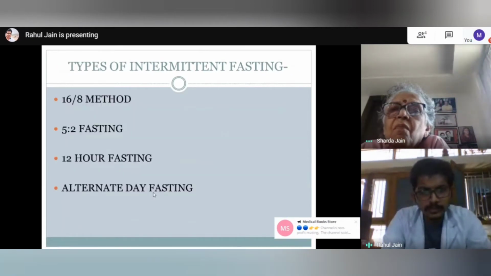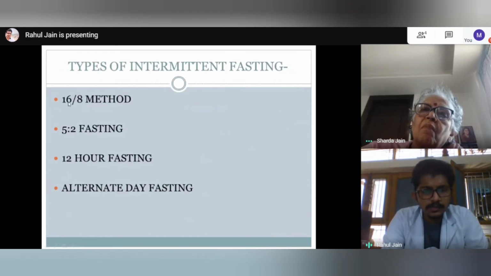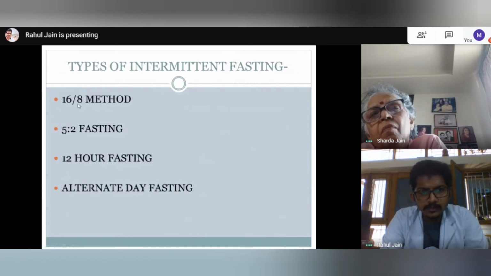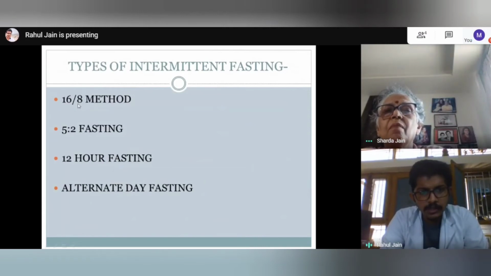First we'll understand the different types of intermittent fasting available for people and how they are done. One is the 16-8 method. In the 16-8 method, people fast for 16 hours and then eat only within 8 hours in a day. Some people will start eating at 8 a.m. and go on eating for 8 hours, and after that they fast for the rest of the time. But they can take water and liquids.